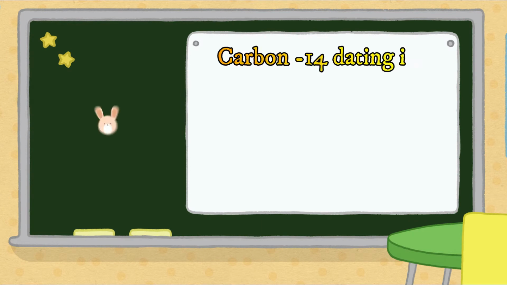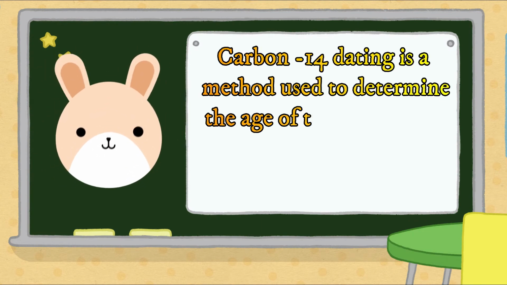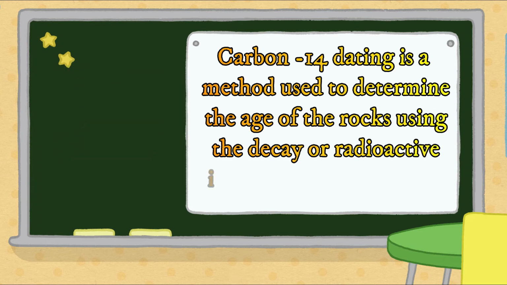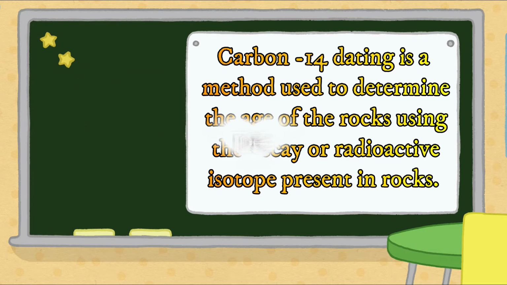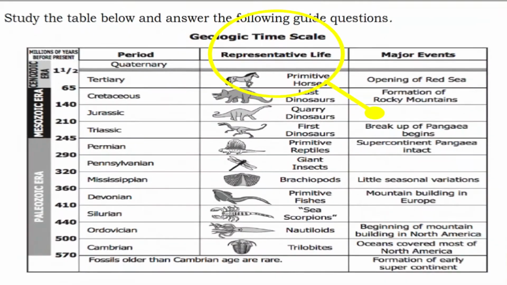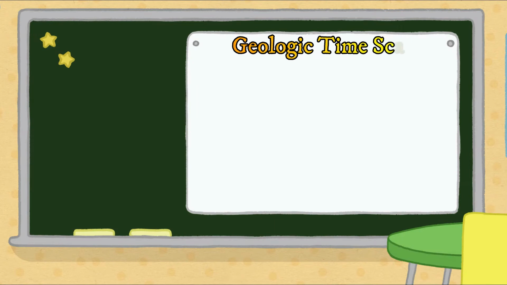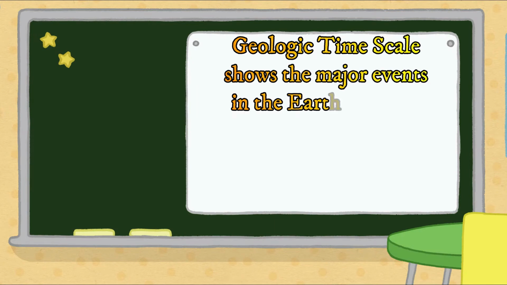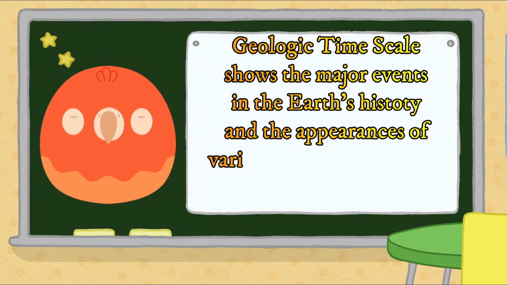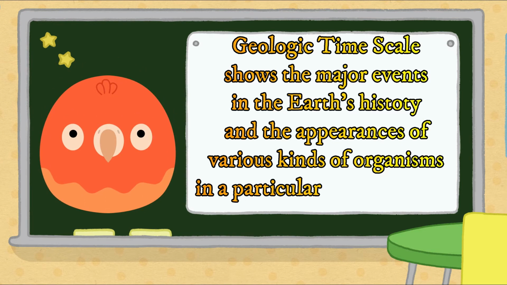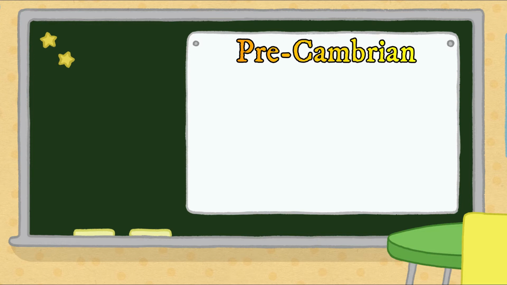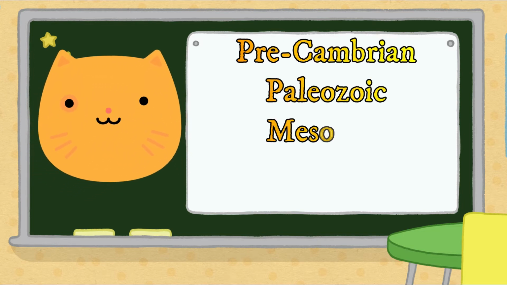Carbon-14 dating is a method used to determine the age of rocks using the decay of the radioactive isotope present in rocks. Scientists were able to develop the geologic timescale out of the examination of layers of rocks and dating fossils. The geologic timescale shows the major events in the Earth's history and the appearance of various kinds of organisms in a particular period of time. It is divided into four, namely Precambrian, Paleozoic, Mesozoic, and Cenozoic.